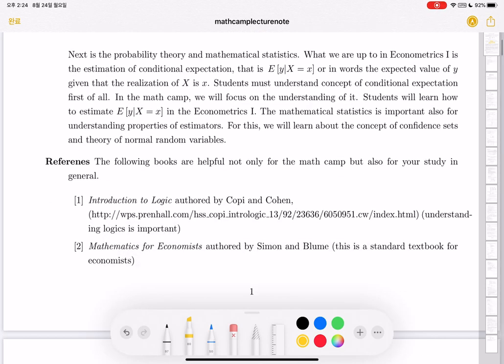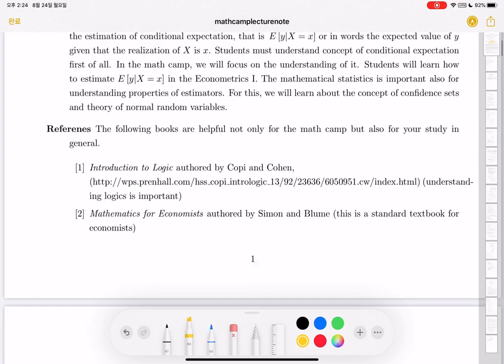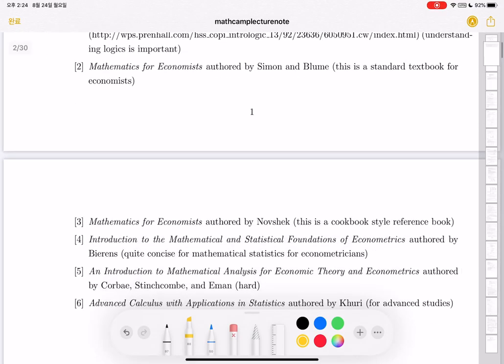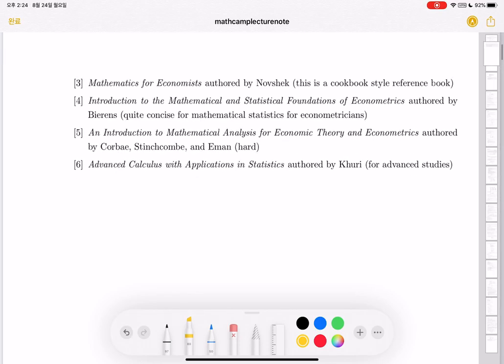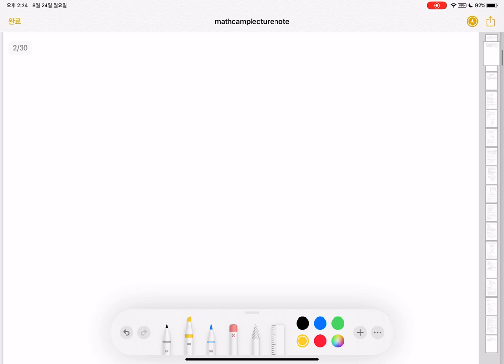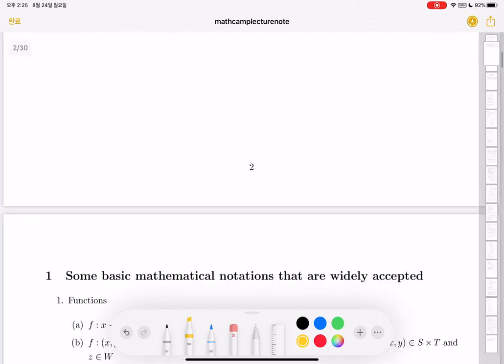and here are some references that you may want to take a look at. They are very helpful not only for the econometrics but for the graduate life here in Korea University. So take a look at them. Okay.